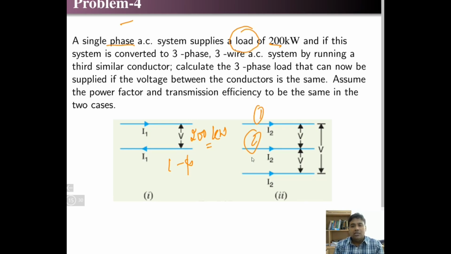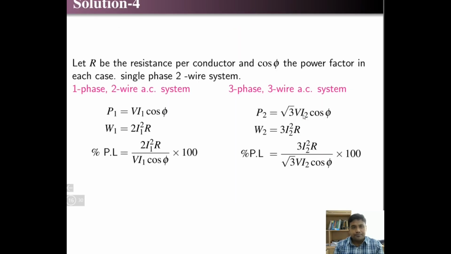So this is a 3-phase 3-wire AC system, running with a third similar conductor. If you have a 3-phase load, that can now be supplied with a voltage between the conductors being the same, assuming the power factor and transmission efficiency to be the same in the 2 cases. So you have to see how much power load we can give when the system is converted from a single phase system to a 3-phase 3-wire system.